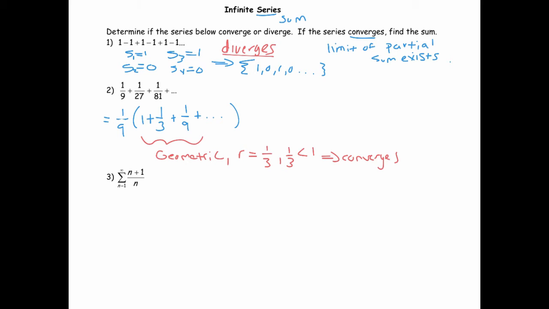So what does it converge to? Well, fortunately we have a nice formula for that, which was covered hopefully earlier in your math experience, but this would be 1/9 times our first term, which is 1, over 1 minus the r value, which is a third. So this is 1/9 times 1 over 2/3, which is 3/2, which is 1/6.